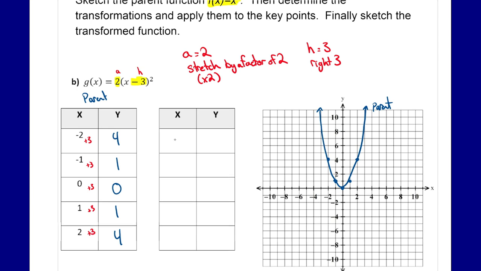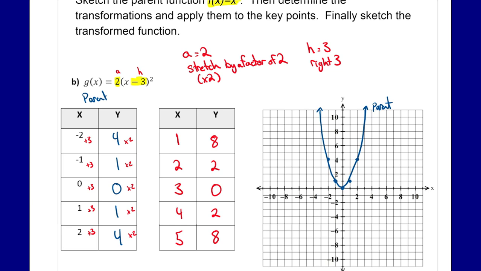So -2 plus 3 is 1. We have 2, 3, 4, and 5. When we talk about a stretch by a factor of 2, that means we're multiplying everything by 2. And we're going to be changing the y value. So that means we're going to take each y value and multiply it by 2. So 4 times 2 is 8, 1 times 2 is 2, 0 times 2 is 0, 2, and then 8.